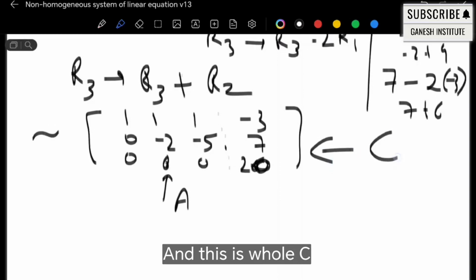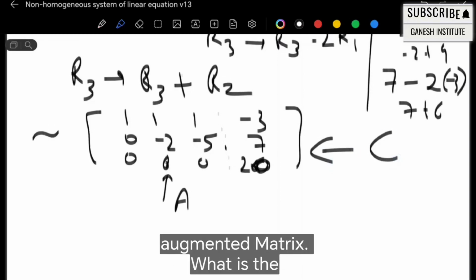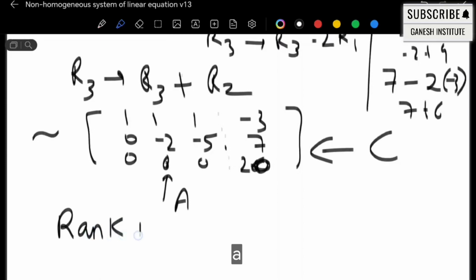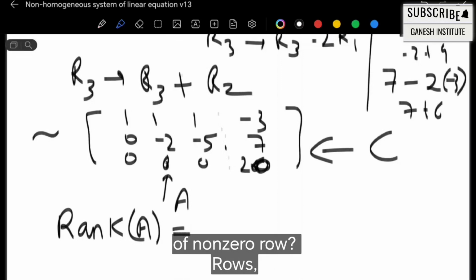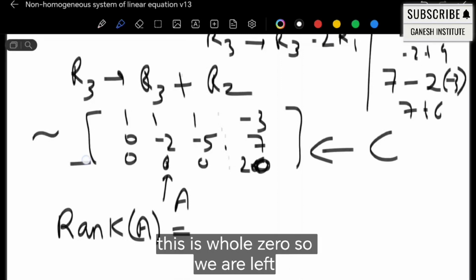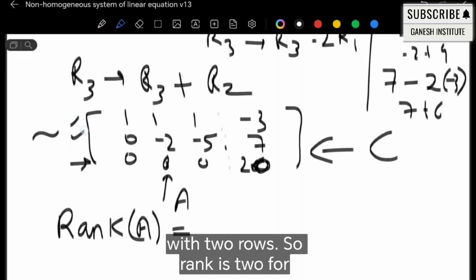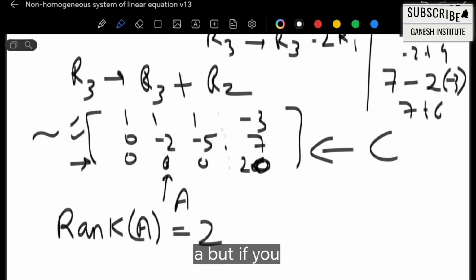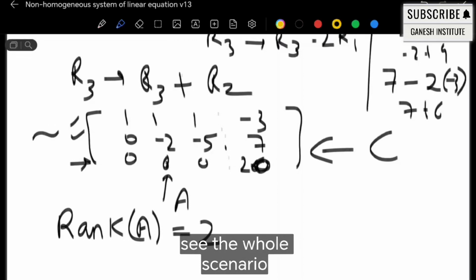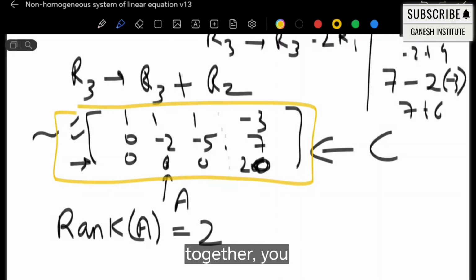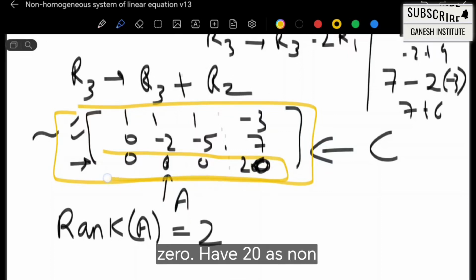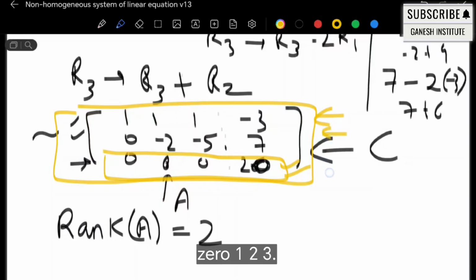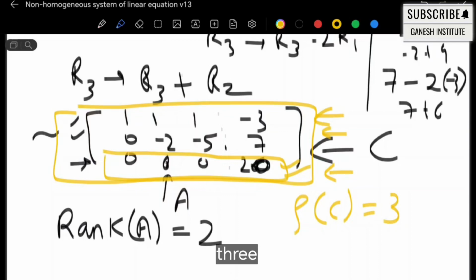Now tell me, if I ask you, this is A and this is whole C, augmented matrix. What is the rank of A? You can see we have to count number of non-zero rows. This is whole 0. So we are left with 2 rows. So rank is 2 for A. But if you see the whole scenario together, you will see that this is not completely 0. We have 20 as non-zero value. So non-zero, 1, 2, 3. So rank of C is 3. Right?